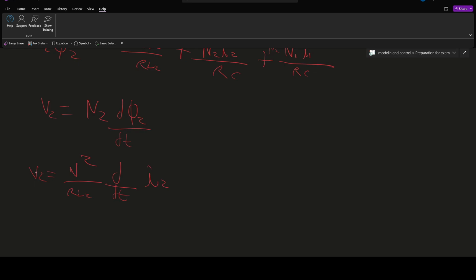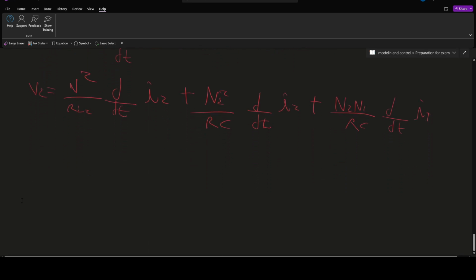deriving our current, plus n2 squared over our core, and we do the same current, and we have n2 n1 over RC, and this time we have here I1. So it's very similar to the last one. Now we can factorize a little bit.